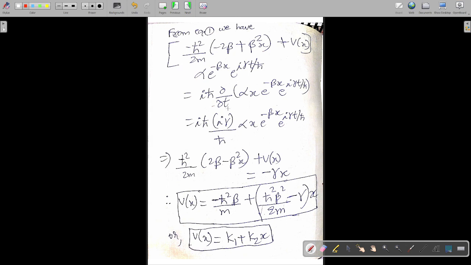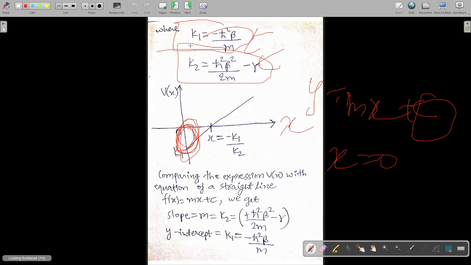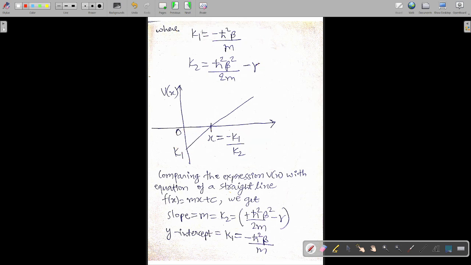The x-intercept clearly came out to be equal to this, from here to here, and the y-intercept is from here to here. So basically, comparing the expression v of x with the equation of a straight line, I have written those things which I explained over here. So slope m equals k2, and the y-intercept equals this much.